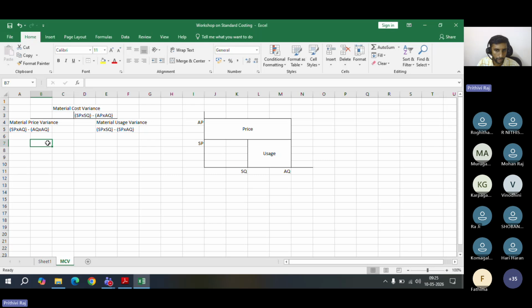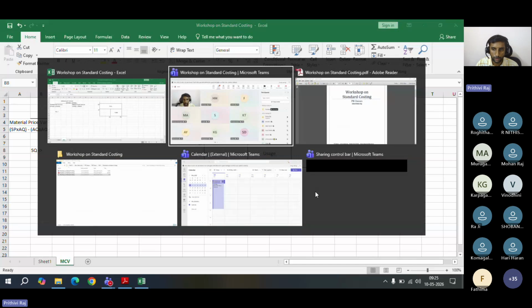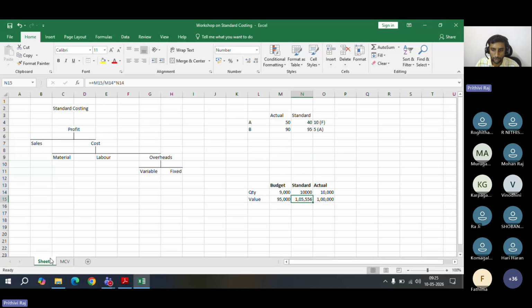Okay. Now let's go by the terminologies. What is SQ, what is AQ, SP, and AP. We'll go one by one. First, SQ. If you remember this example, I said standard quantity is always with respect to actual output. So just write it here. Whenever you have the word SQ, you just write standard quantity for actual output. So don't just say standard quantity. Whenever you say the word standard quantity, keep it in your mind and write it also. Standard quantity is always for actual output.